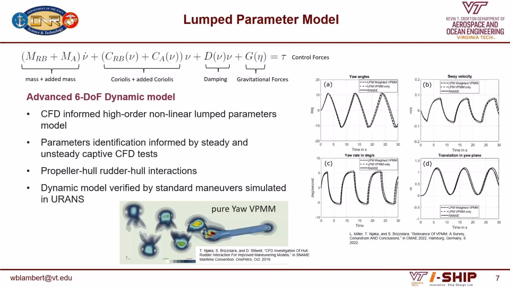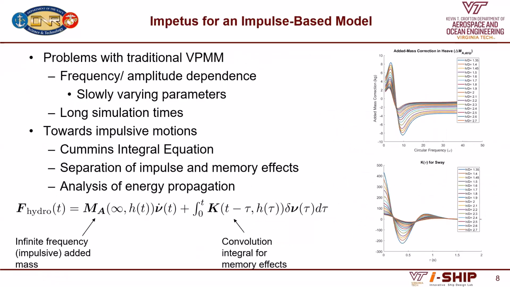So this was one example of a lumped parameter model where we use a variety of different parameters that are then lumped together to calculate the motion dynamics. It uses a combination of unsteady and steady CFD to capture some important effects, such as propeller hull and rudder hull interactions. It is using long-term oscillatory motions to derive these parameters. And there are some problems that come along with that.